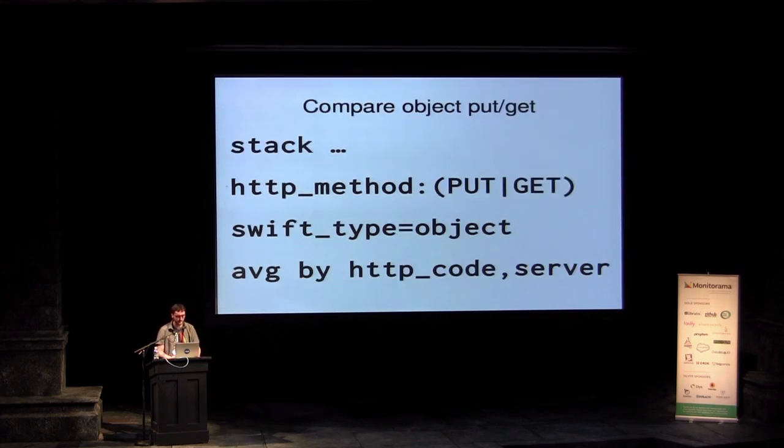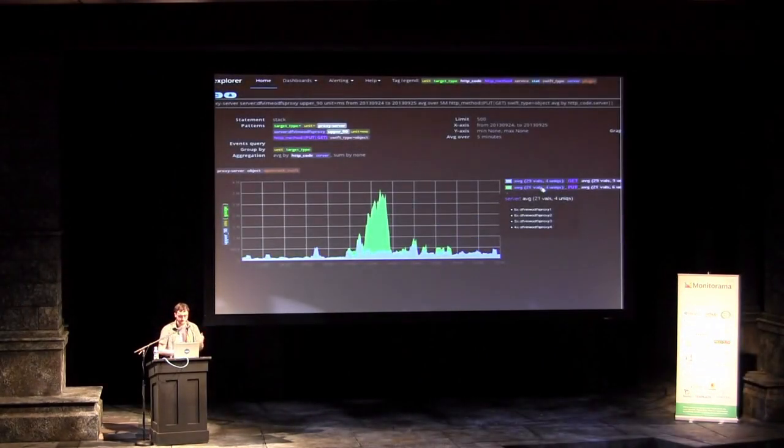And then let's say, okay, I want to know how puts and gets compare. I want to see that on a stacked graph. So we add stack, and then we say HTTP method has to match either put or get. Swift type must equal object. And then average by HTTP code and server, because we don't care about those dimensions. So that's how it looks.